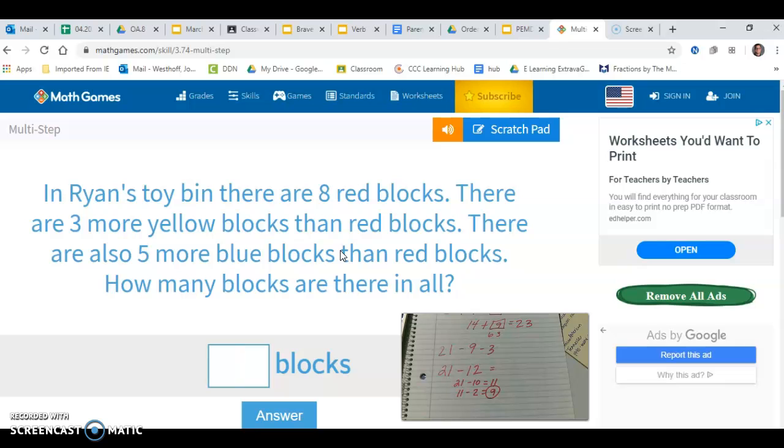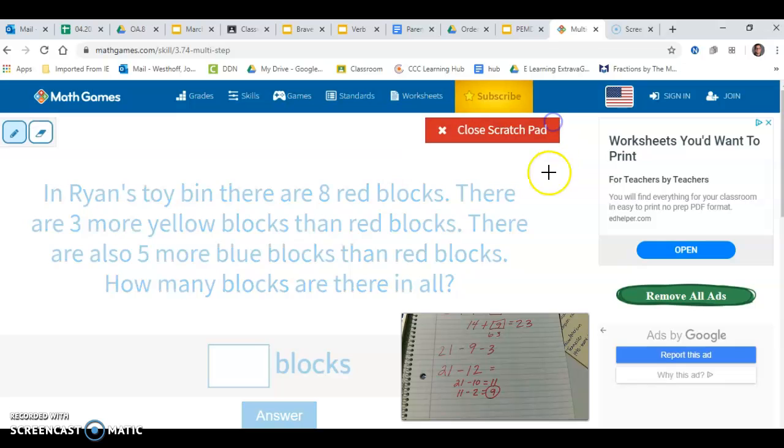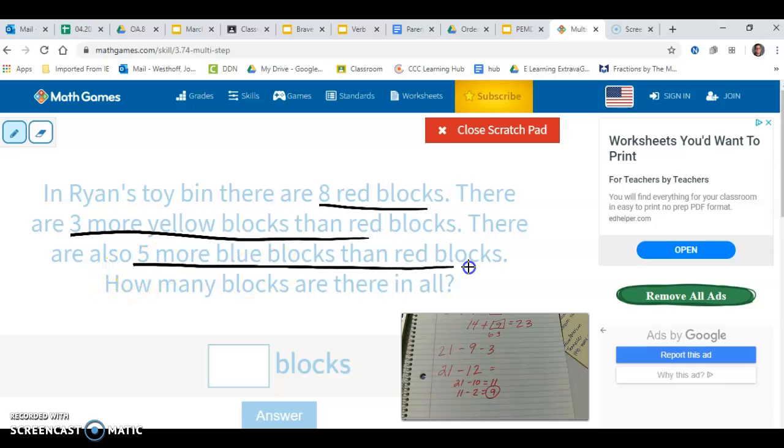Alright, this one I want you to work along with me. Alright, scratch pad. In Ryan's toy bin there are 8 red blocks, 3 more yellow than red, 5 more blue blocks than red. How many in all? Well, in all we're going to add. So if you're thinking 8 plus 3 plus 5 is 16, that means you're kind of skipping ahead. Let's look at what this really says.